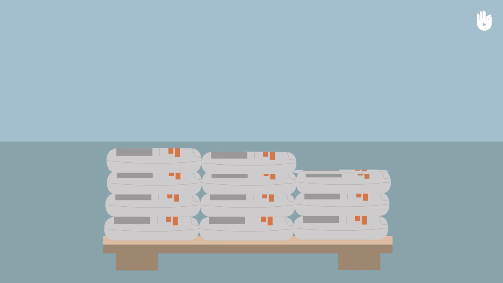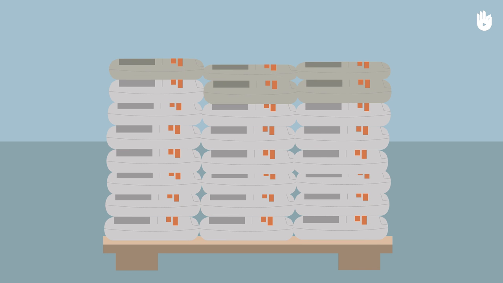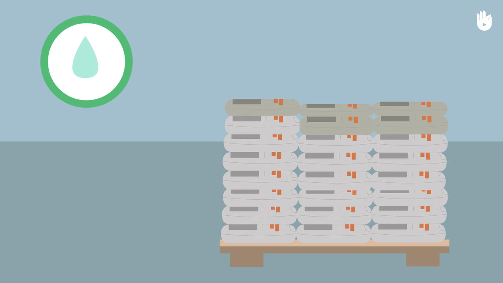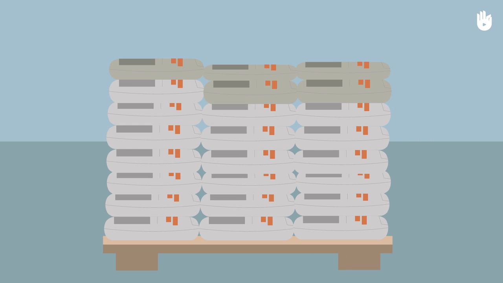Stack cement bags in such a way that the oldest bags of cement are sure to be used up first. This will leave the newer bags to be used later on. Ensure that you stack the cement bags in a dry area, as the material reacts to moisture. Do not place more than 8 bags on top of each other.